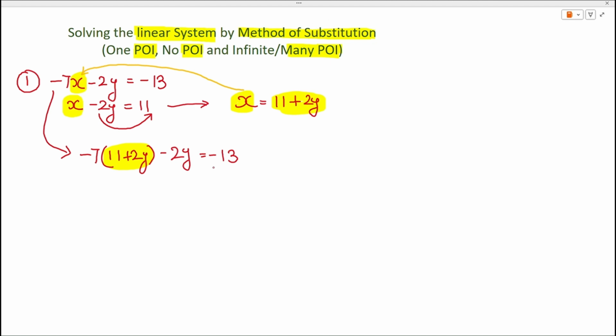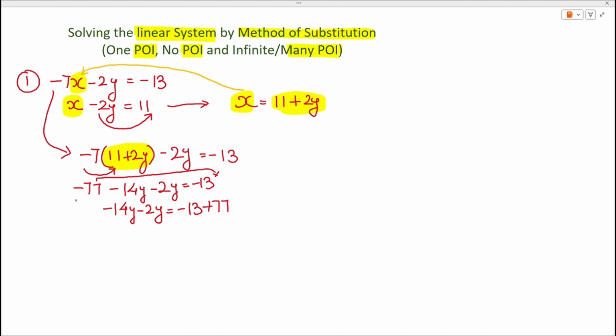Now we're going to solve this equation. So first use the distributive property. Negative 7 times 11 is negative 77. Negative 7 times 2y is negative 14y. Subtract 2y is equal to negative 13. Now we can take the negative 77 onto the other side. So our equation becomes negative 14y subtract 2y is equal to negative 13 plus 77. 77 is negative over here; on the other side, it becomes positive.